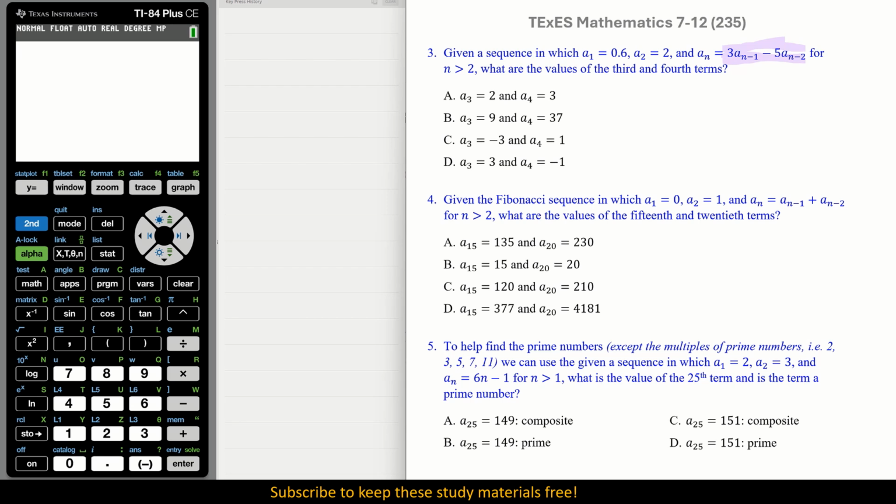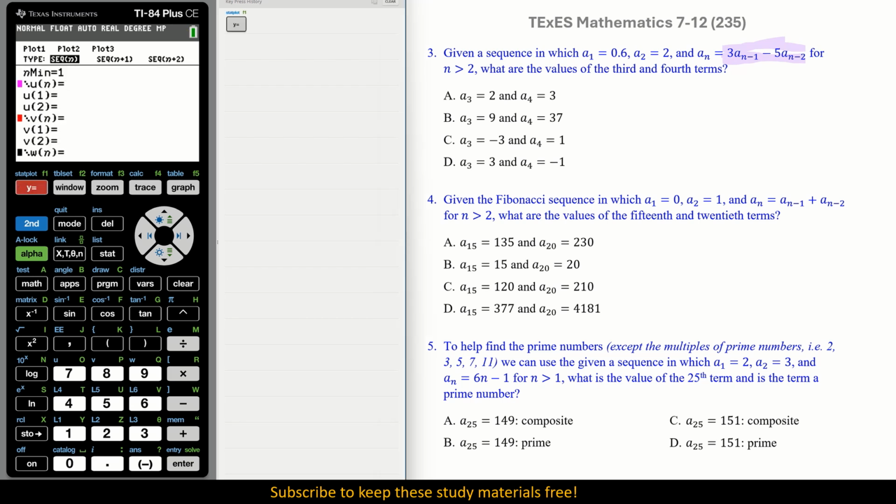Okay, let's go to y equals. Let's enter what we need. We'll have 3. But wait a minute, that's in index notation. Okay, what does that really mean? That means that if we have A, it's going to equal U in our calculator. And if we have A sub n minus 1, that will equal U, but it'll be parentheses n minus 1.